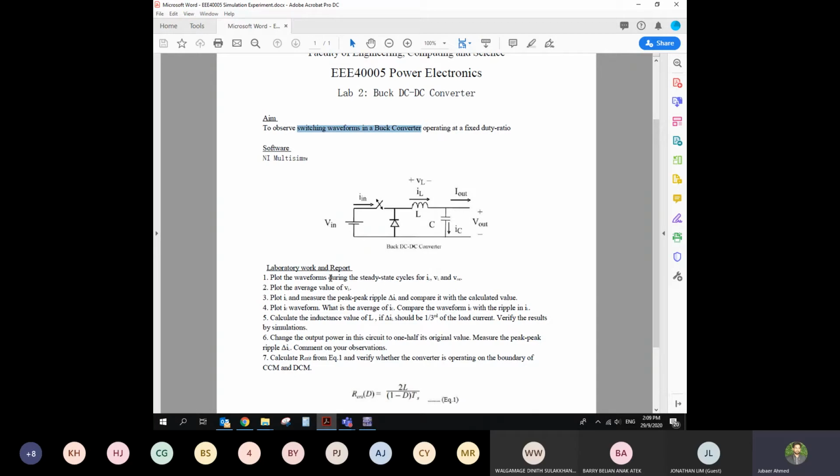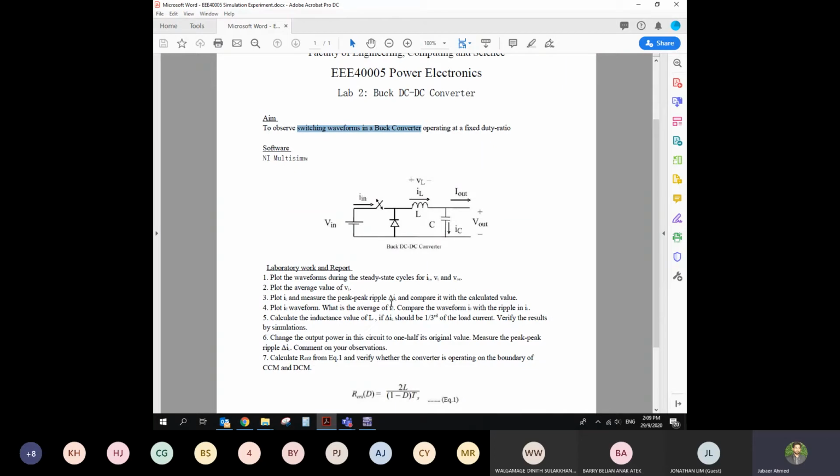So our laboratory work and report are asking you to plot the waveform for a steady state cycle: IL, VL, and Vout. Vout and VC are the same. Plot the average value of VL. Since it's an inductor, the voltage will go up and down. Then plot the IL and measure the peak to peak ripple.